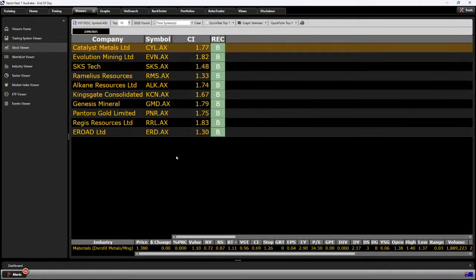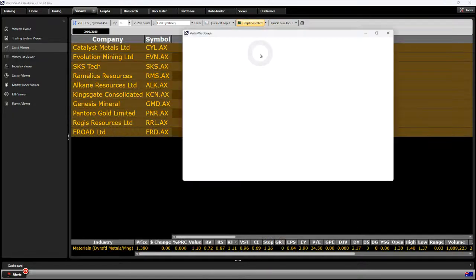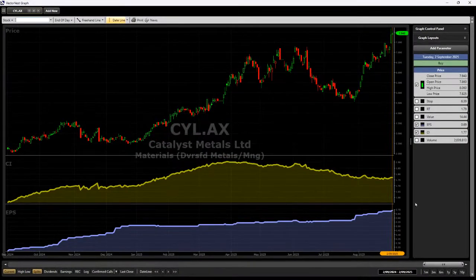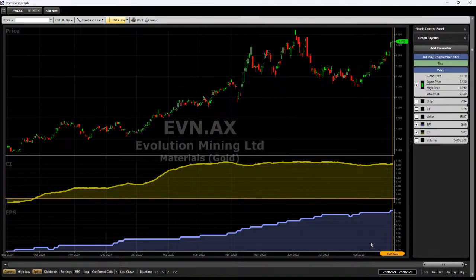All right, here we go. Here's the top 10 here. Look at the CI scores, very, very high CI scores. And so right now, let's just look how those trends are stacking up. Here's Catalyst Metals. Look at the earnings. Brilliant. CI still holding above 1. So the momentum is still there. Ideally, I want earnings and CI to be moving up in tandem.